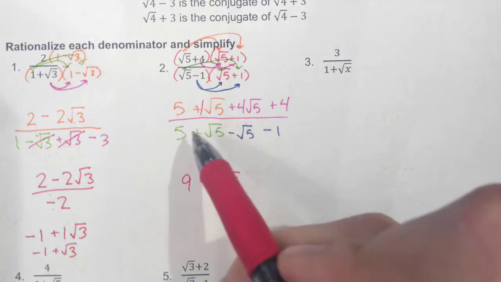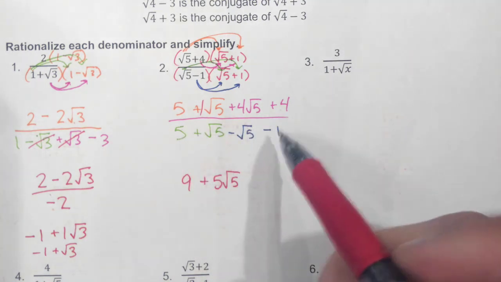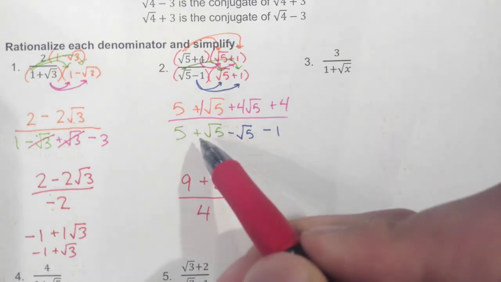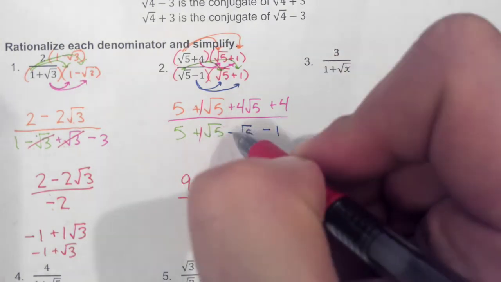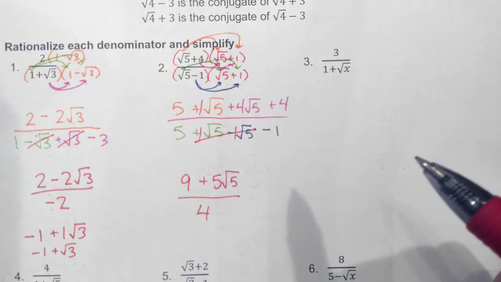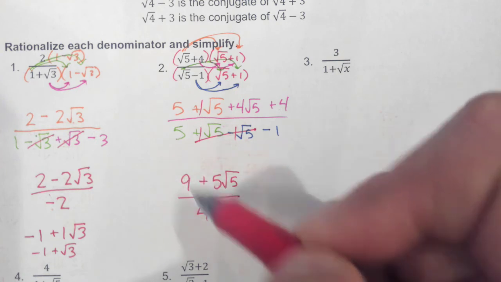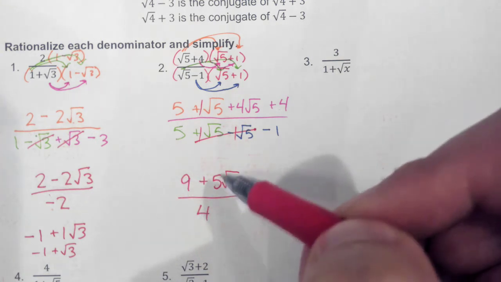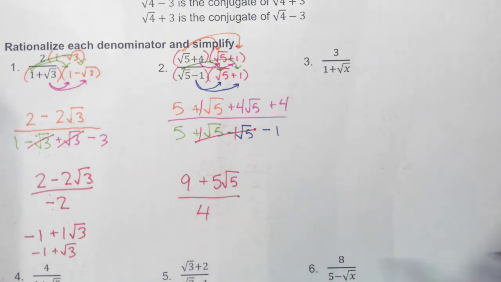On bottom, I've got the 5 minus 1, that's 4. And I have 1 square root of 5 minus 1 square root of 5. Those cancel, that's always going to be the case. And I look at this answer, nothing is reducible on this one, so that's going to be the final answer for that.